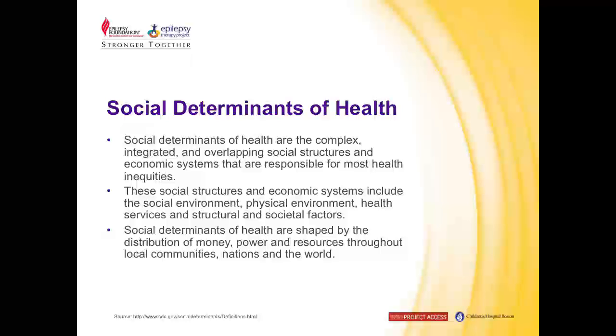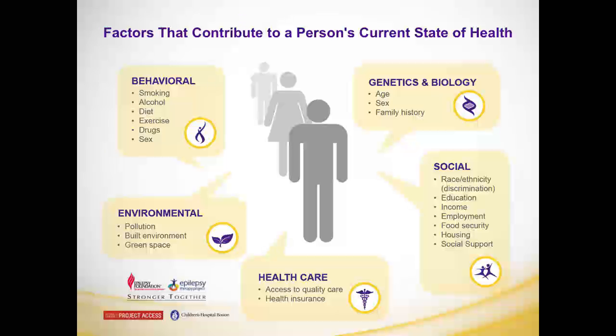Sometimes, unintentionally, we may overlook the non medical needs of patients and families. Clinicians are trained to think about all needs related to health, but not necessarily about a patient needing housing or adequate nutrition. Let's take a closer look at the determinants of health. Determinants of health are identified in several categories: behavioral, like smoking, alcohol use, or diet; genetics and biology, like age and family history; social, like race and ethnicity, education, and housing; healthcare, like access to care and insurance; and environmental, like pollution and access to green space.